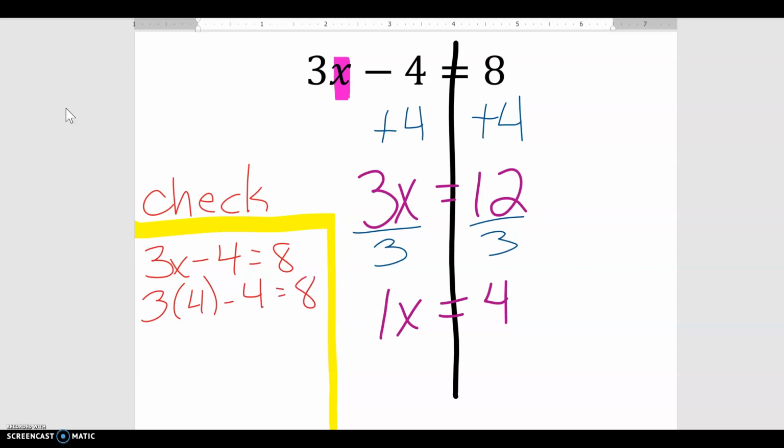So instead of 3 times x, it's going to be 3 times 4. And now I'm just going to use my order of operations to see if 3 times 4 minus 4 is actually equal to 8. So 3 times 4 is 12. And 12 minus 4 is 8. So we come up with a true statement. 8 is equal to 8. So yes, we know that we have the correct answer. And x is equal to 4.